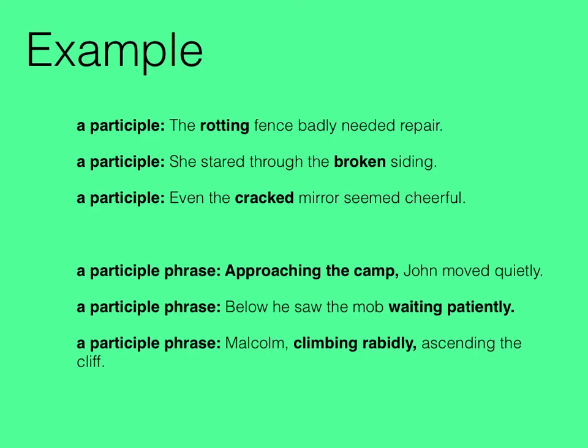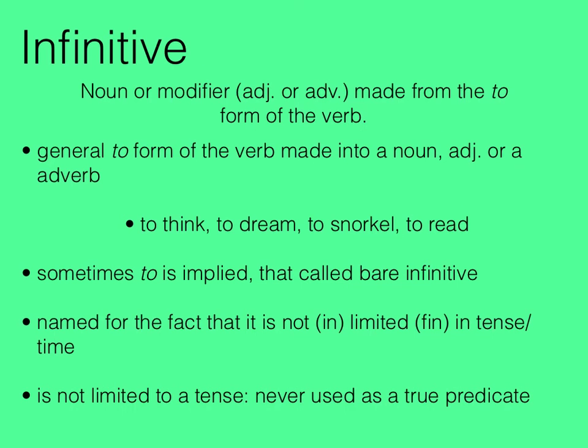Now we have participle phrases. Approaching the camp, John moved quietly. Approaching the camp is the participle phrase. Below, he saw the mob waiting patiently. Waiting patiently is the participle phrase. Malcolm, climbing rapidly, ascended the cliff. Climbing rapidly is the participle phrase in that sentence.